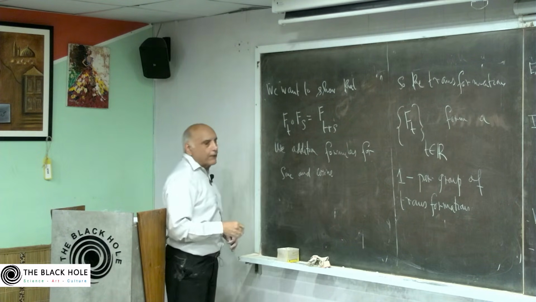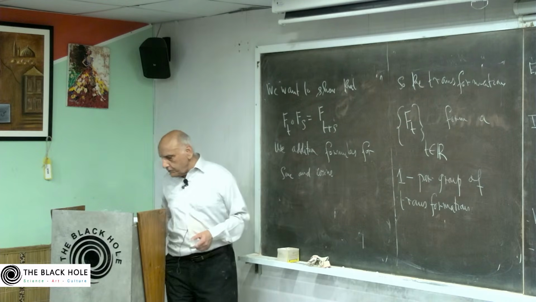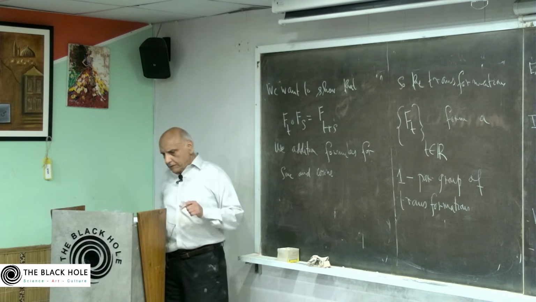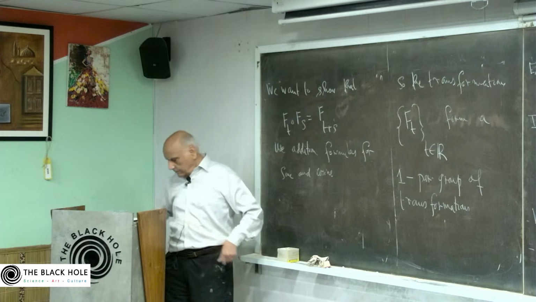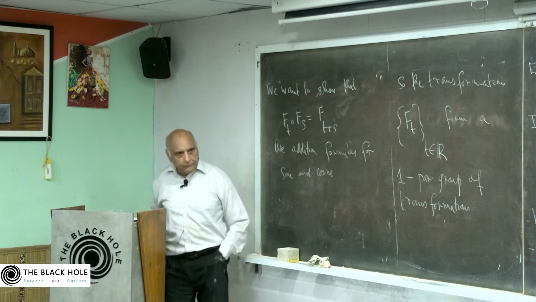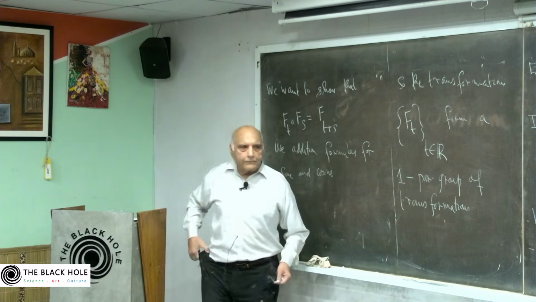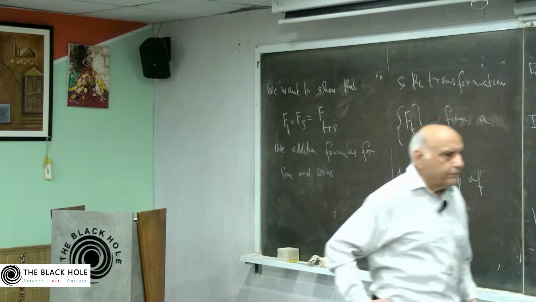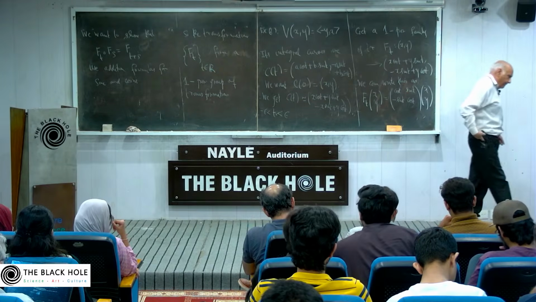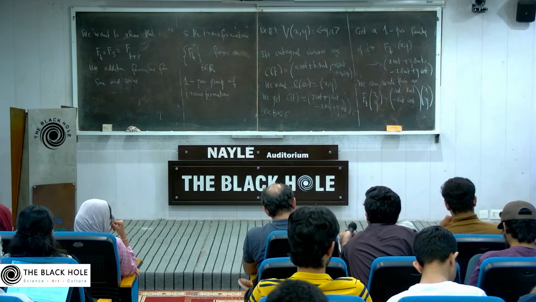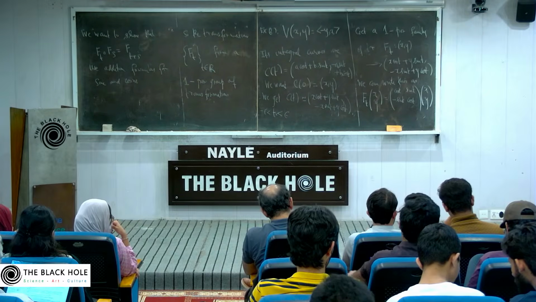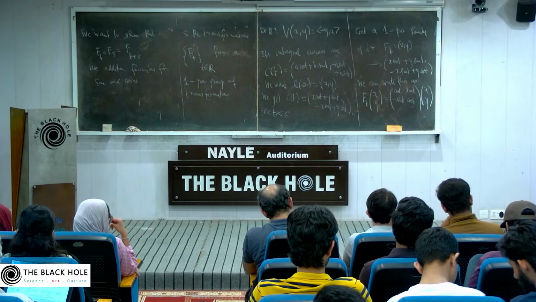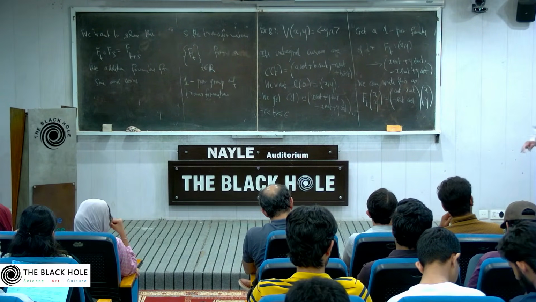Okay, and the last example I want to show you is that every vector field gives rise to a one parameter group of transformations. Yes. And conversely, every one parameter group of transformations gives you a vector field.